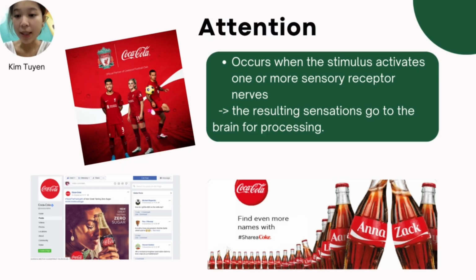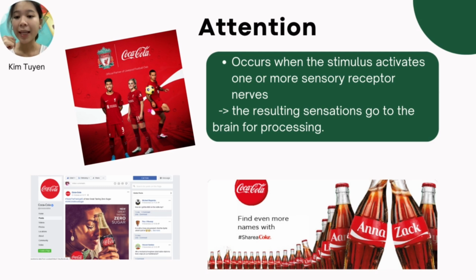Now, moving to learning objective 3: explain attention, the factors that affect it, and the resulting marketing implications. Firstly, let's know more about the definition of attention. Attention occurs when the stimulus activates one or more sensory receptor nodes, and the resulting sensations go to the brain for processing. In consumer behavior, attention plays a crucial role because it influences what consumers notice, process, and ultimately remember about this brand, these products, and these advertisements.